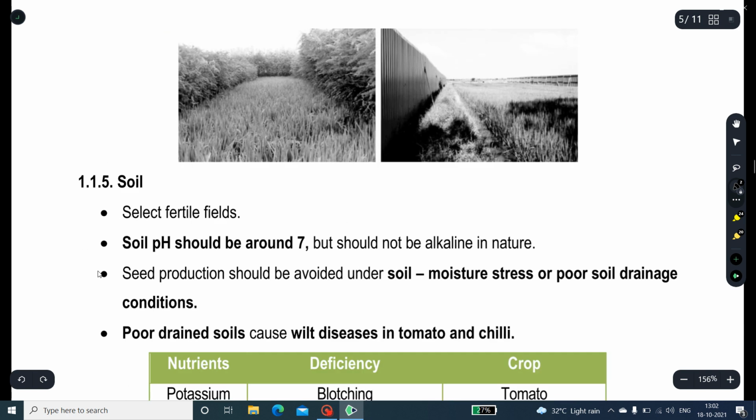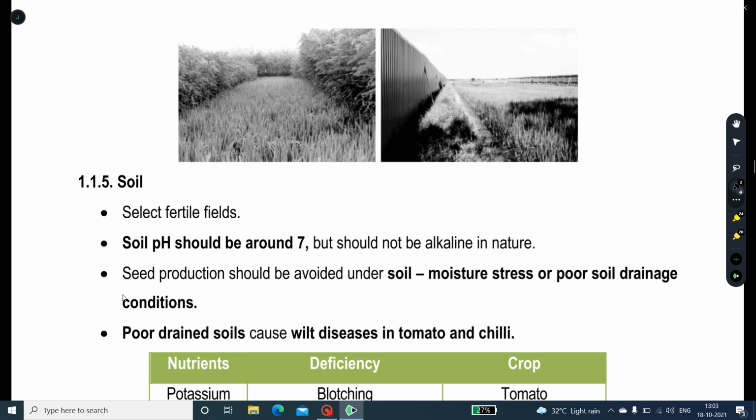And the next one is soil. Select a well leveled field for uniform maturity, select a well drained field nearest to the irrigation sources, and select a fertile field. Fertile soils are generally preferred for seed production, and the soil pH should be neutral, that is 7, and the soil should not be alkaline in nature, because pH affects seed production in sensitive plants like legumes and vegetables. Problem soils like saline or acidic soil should be avoided for seed production.